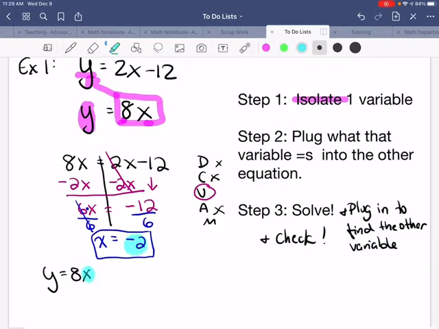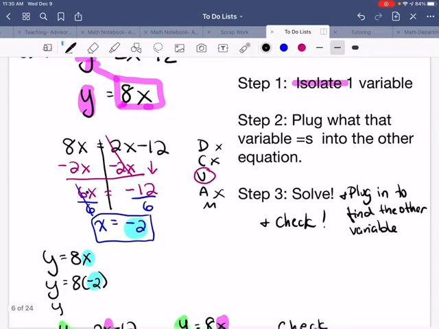And so I'm going to plug that in where the x is. So I write y equals 8 parenthesis, and I'm plugging in whatever the x was equal to. So the x was equal to negative 2. That's what goes in there. And so y is equal to negative 16.